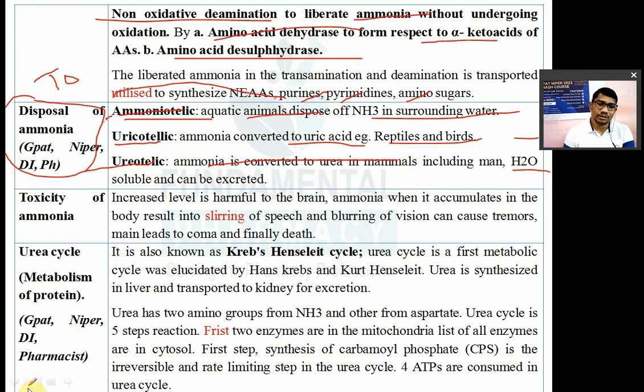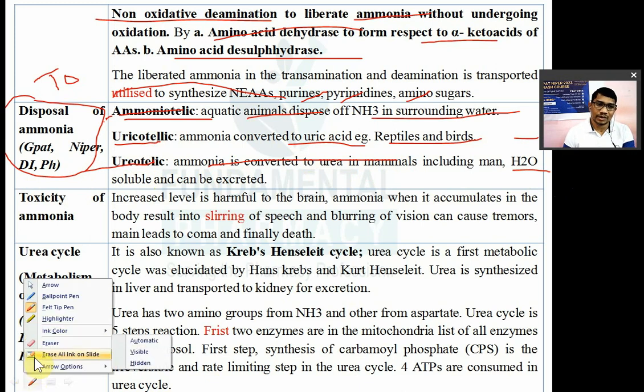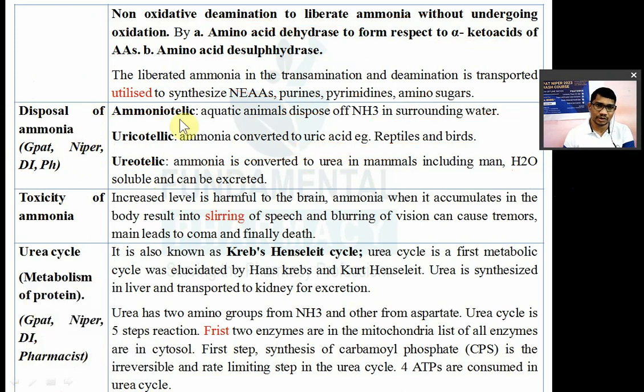So based on that, animals dispose of ammonia differently. Some animals remove ammonia as it is, such as aquatic animals like fish, which are aminotelic. Ammonia is converted to uric acid and then excreted in reptiles and birds, which are uricotelic. Ammonia is first converted to urea and then excreted in mammals, including humans, so we are ureotelic. You must have done this in 12th.